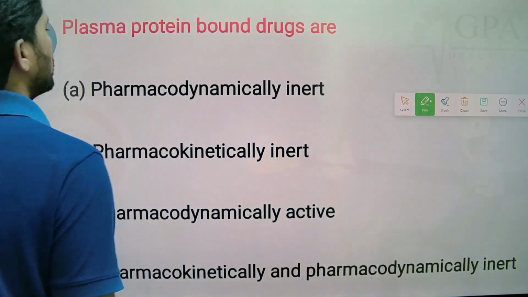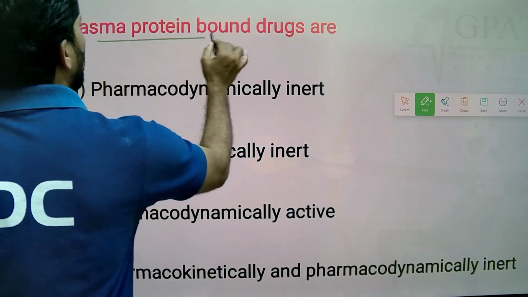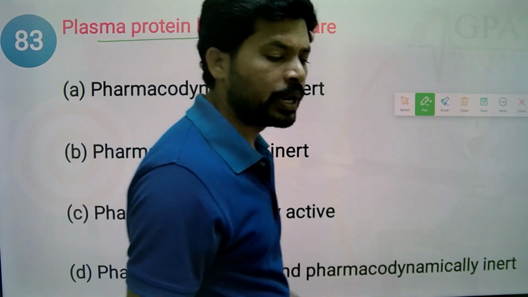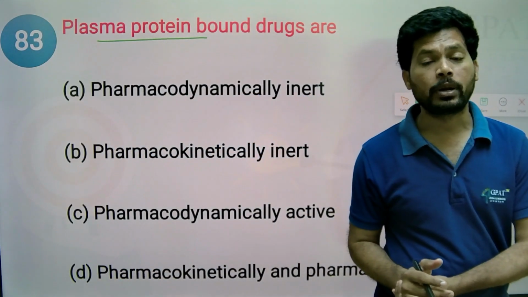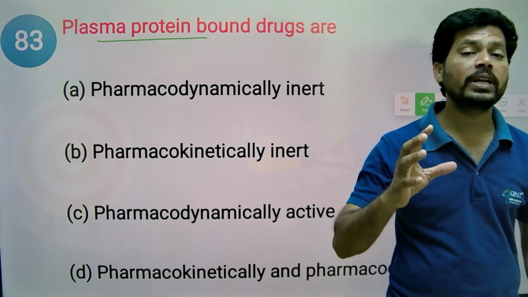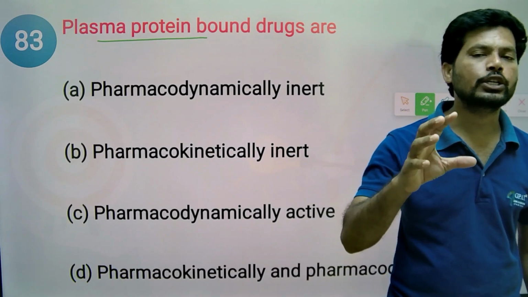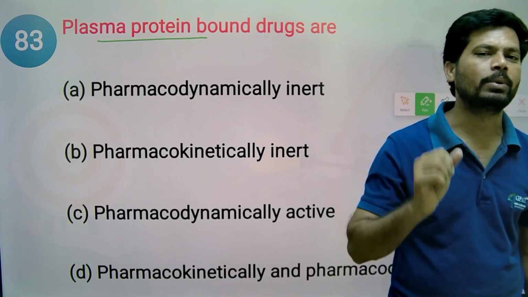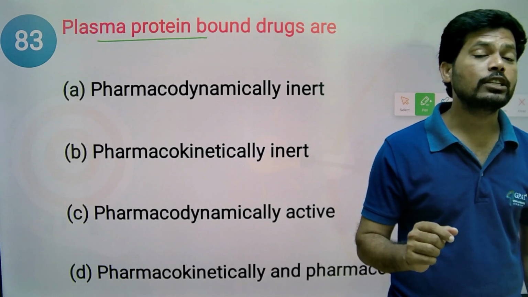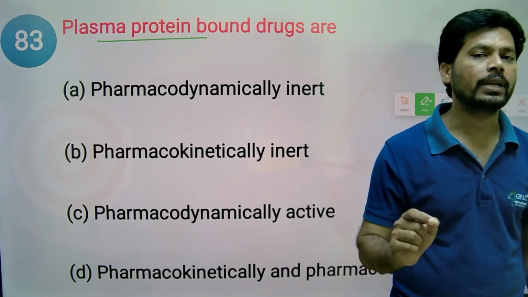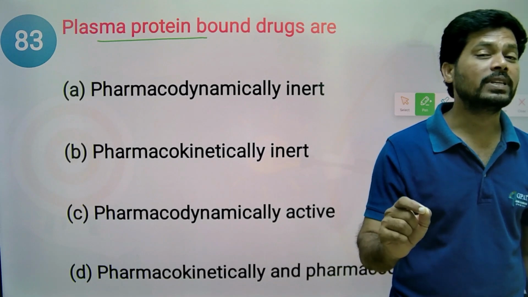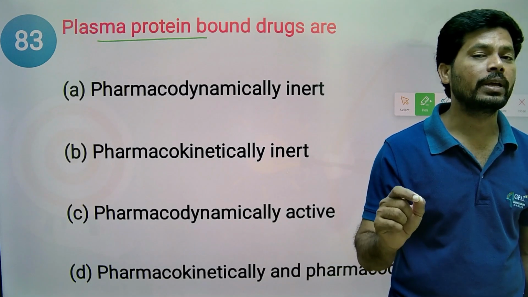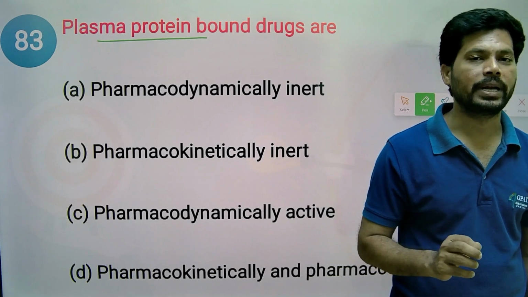Plasma proteins include albumin, globulin, and alpha-1 acid glycoprotein. Plasma proteins regulate drug distribution and drug concentration in the blood. If a drug is more bound to plasma protein, it has less presence in the plasma. If a drug is less bound to plasma protein, its concentration in the blood is higher.